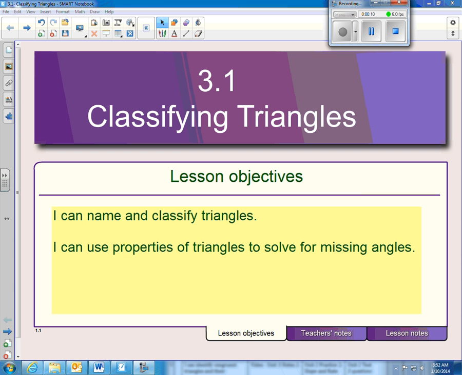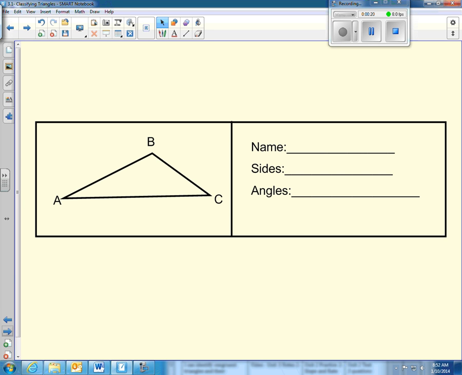Our learning targets today are: I can name and classify triangles, and I can use properties of triangles to solve for missing angles. Now we're going to learn to name and classify triangles two different ways. But let's first just talk about naming this triangle. This triangle here has vertices, or corners, A, B, and C. So we're going to name this triangle ABC.